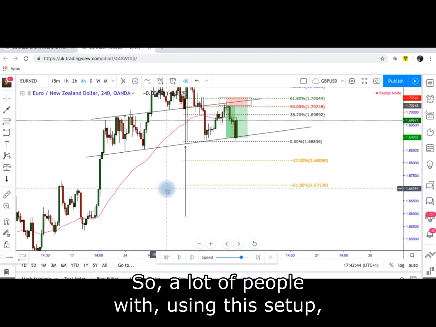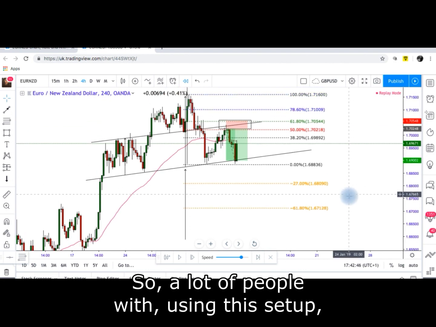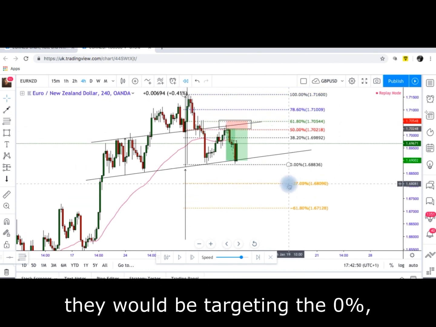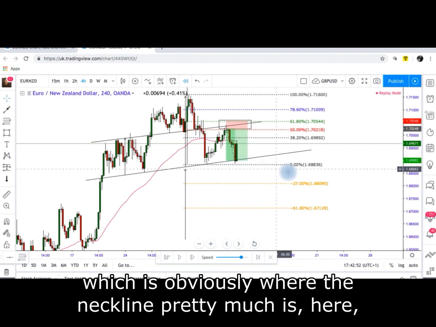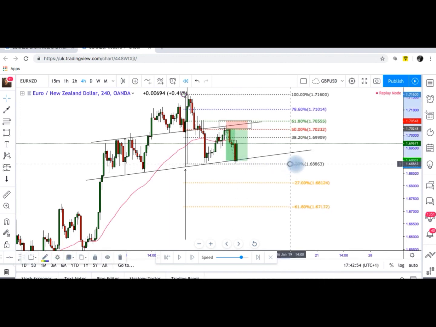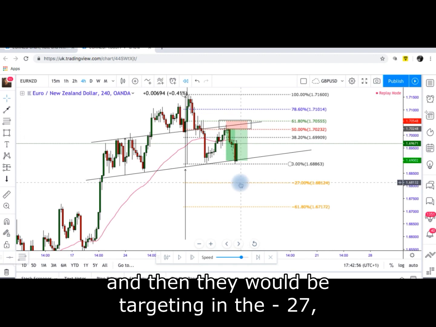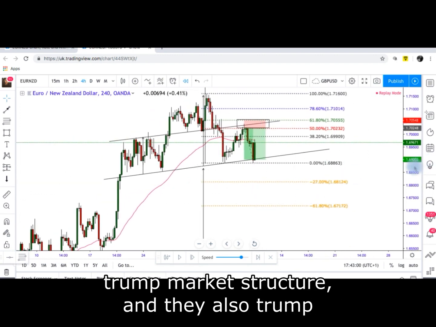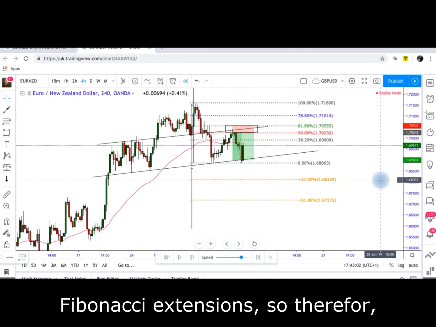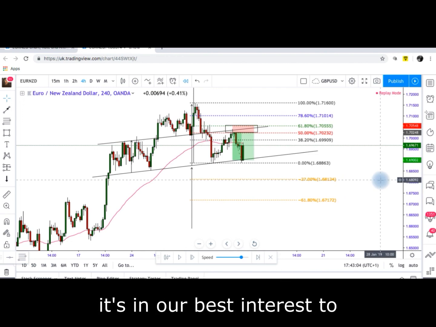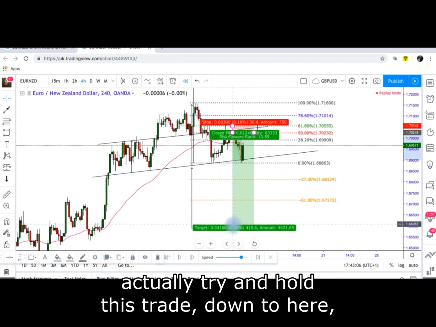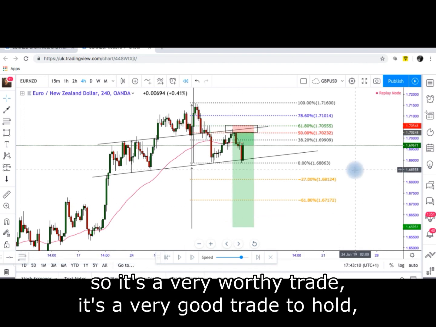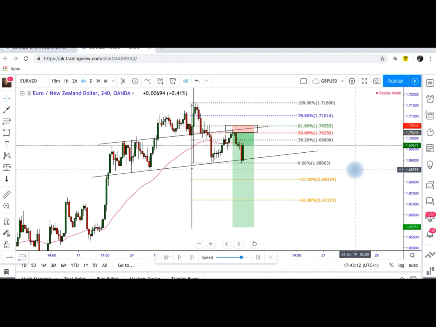So a lot of people using this setup, if they were doing a fib level from here, they would be targeting the 0%, which is obviously where the neckline pretty much is here, and then they would be targeting the minus 27 and the minus 618. But we know that market patterns trump market structure and they also trump Fibonacci extensions. So therefore, it's in our best interest to try and hold this trade down to here, which would give us a 1 to 14. So it's a very worthy trade. It's a very good trade to hold.